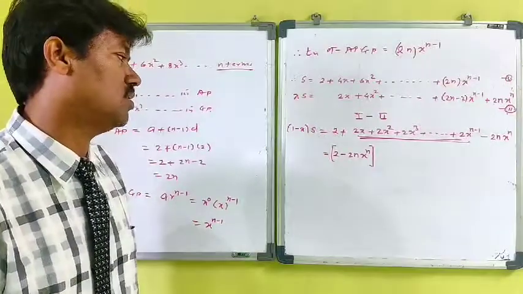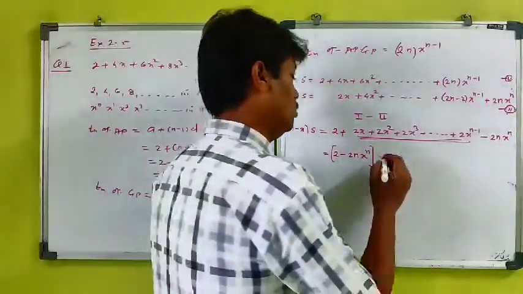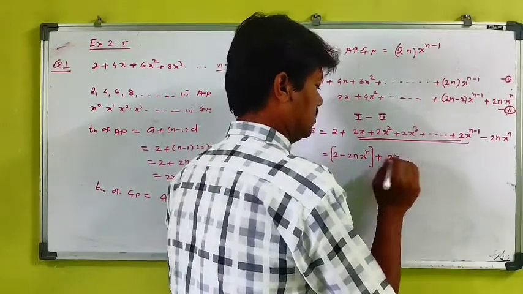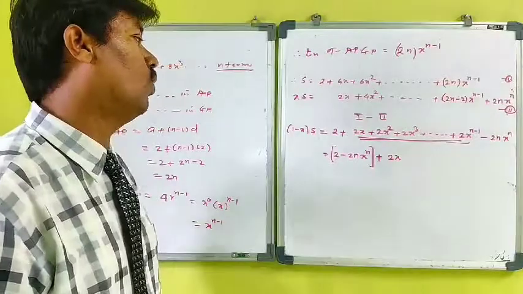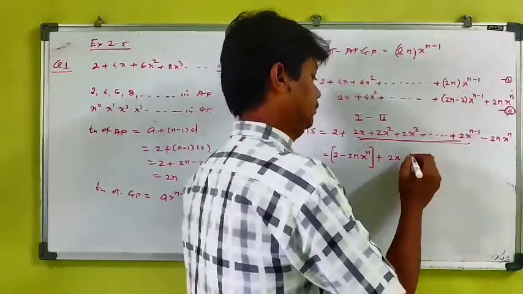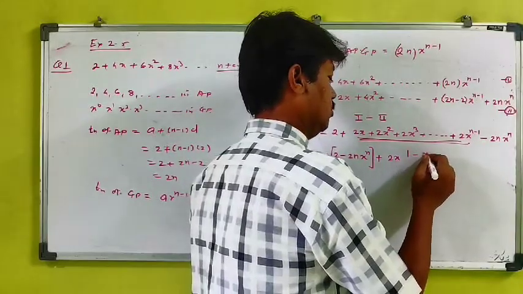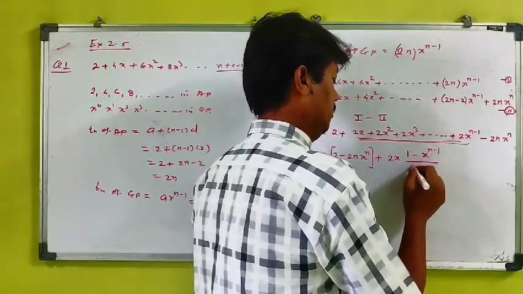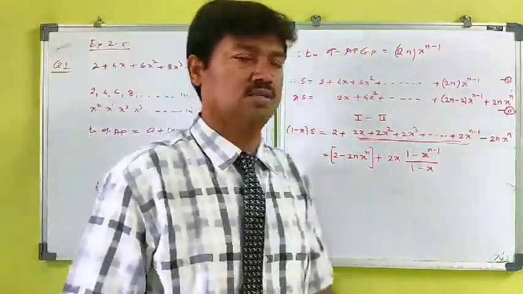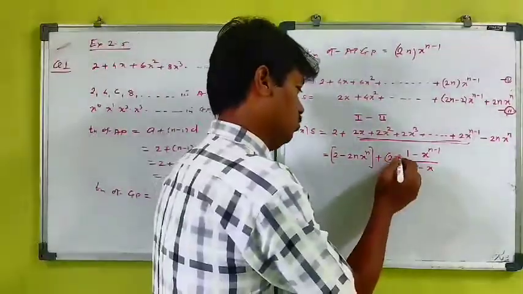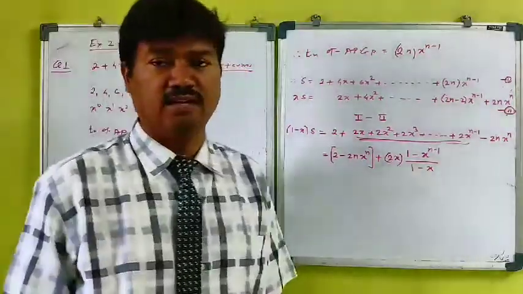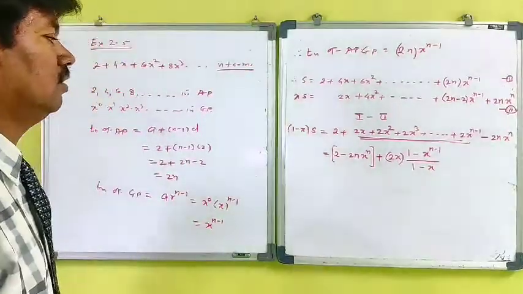This is the n minus 1 term, where x is the common ratio. So therefore it is plus a, that is 2x, a into 1 minus r raised to n, so 1 minus x raised to n minus 1 upon 1 minus x, because there are n minus 1 terms. So a is the first term, so the first term is 2x, x is the common ratio, and n minus 1 terms are there in this. So finally, look at that.